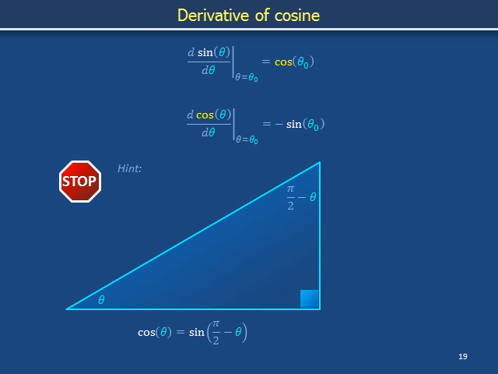The leg that is opposite the label for theta is also the leg that is adjacent to the label for pi over 2 minus theta. Hence, sine of theta equals cosine of pi over 2 minus theta. You may check the plausibility of these identities using the plots of sine and cosine versus theta on the preceding slide. Please pause the video to use these identities, along with the rule for calculating the derivative of sine, to confirm that the derivative of cosine is negative sine.